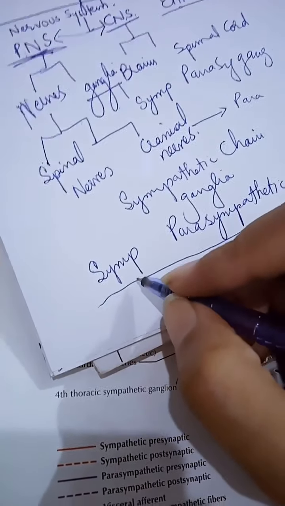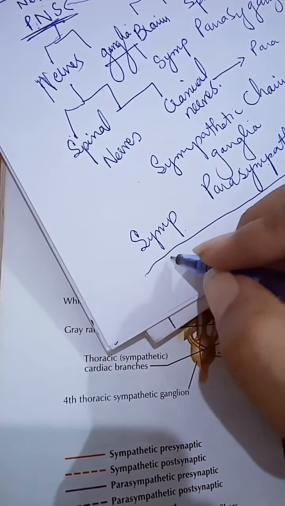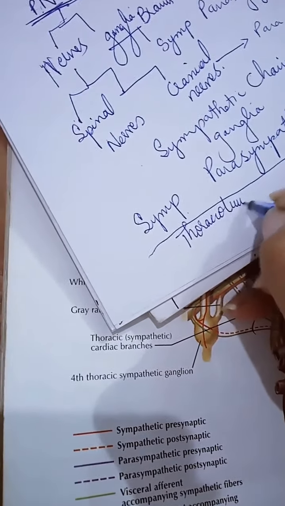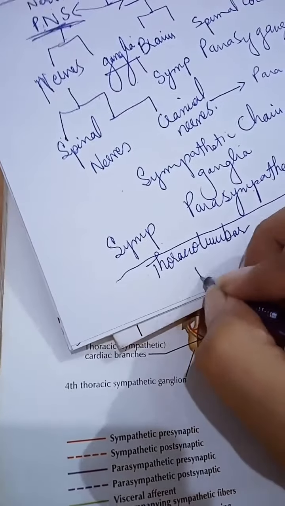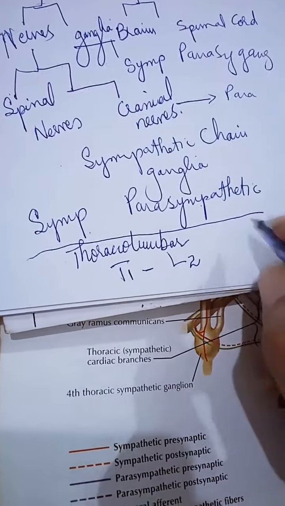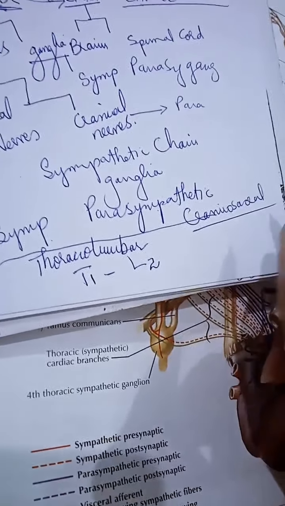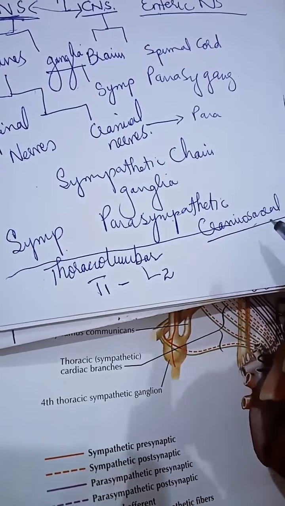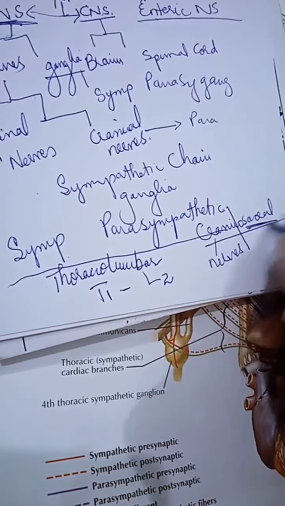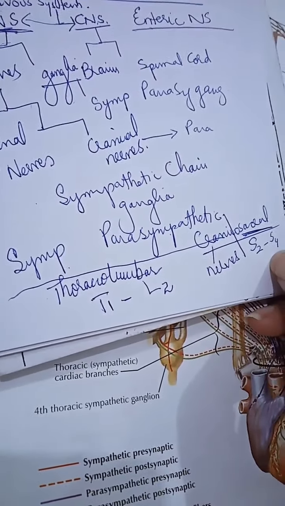Then, how do we describe the sympathetic and parasympathetic nervous systems anatomically? The sympathetic nervous system is called the thoracolumbar system, constituted from T1 to L2, whereas the parasympathetic nervous system is called the craniosacral system, because it is composed of the cranial nerves and the sacral part, S2 to S4, of the spinal cord.